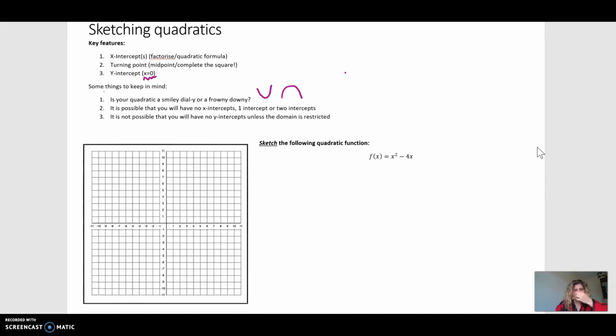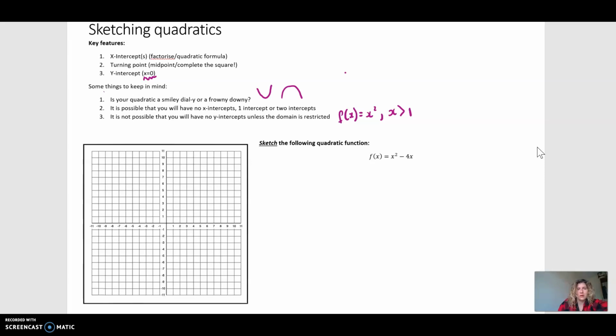Number 3, it is not possible that you will have no y-intercepts unless your domain is restricted. So unless you're told that, say, you're looking at the function x squared, where x is greater than 1, because you're only looking at the values where x is greater than 1, that's not including where x is 0, so therefore you would not have a y-intercept. But for every other quadratic function, unless you're looking at a specific domain, you will always have a y-intercept. So that's quite important to note as well.